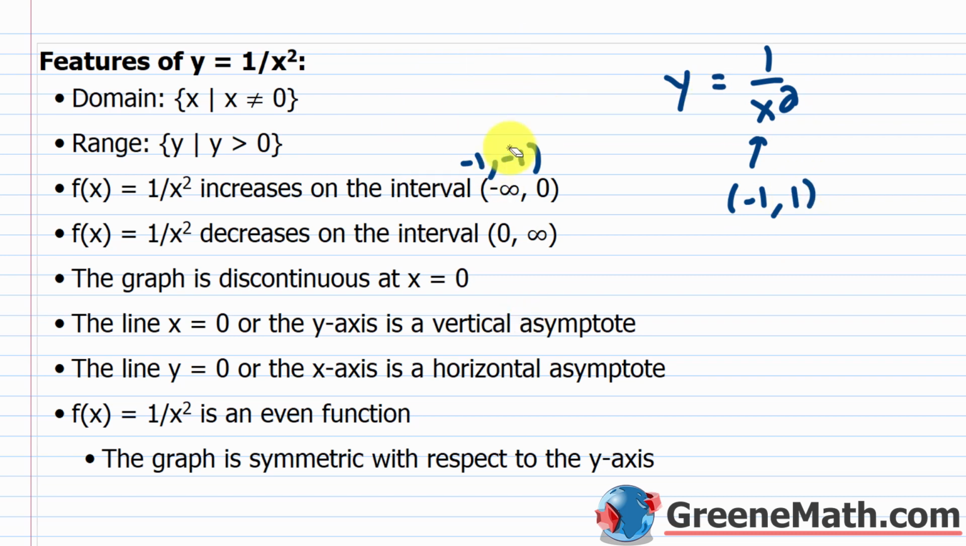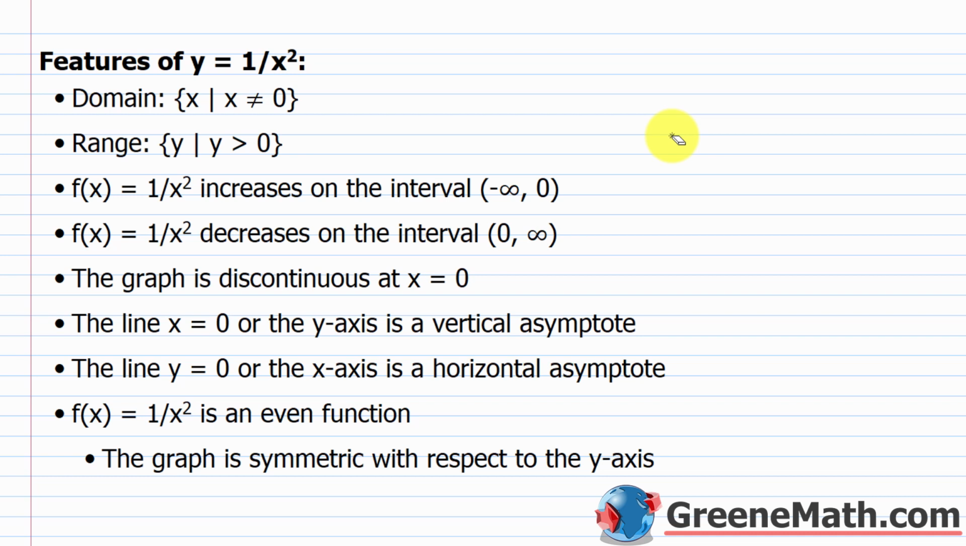Now again, we just go back to the fact that it can't be 0 either, because if you plugged in a 0 right there for y, this equation has no solution. In order for 1 over x squared to be equal to 0, the numerator would have to be equal to 0 and the denominator would have to be non-zero. Well, in this case, the numerator is always going to be 1, so this equation has no solution. So the range here is going to be the set of all y such that y is greater than 0.